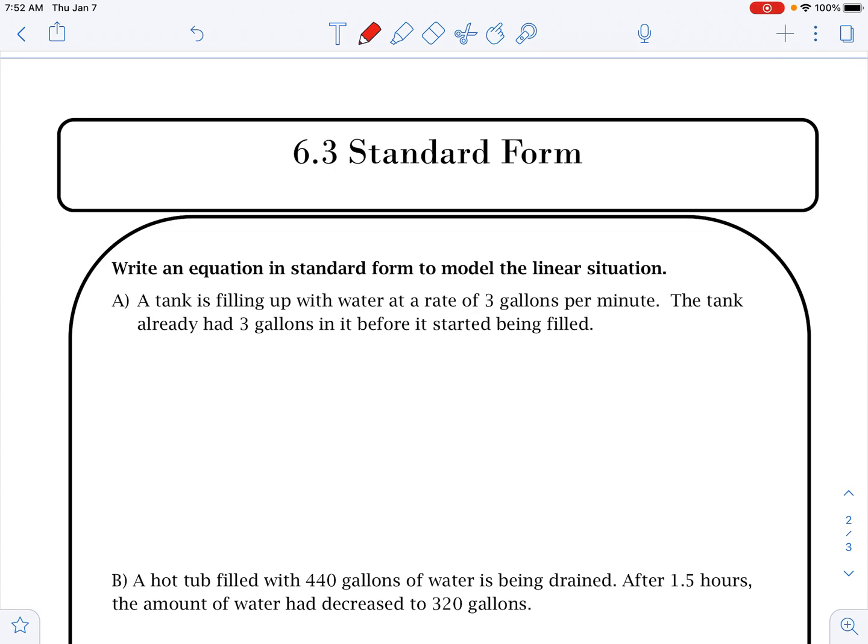Then next one, it says, write an equation in standard form to model it. A tank is filling up with water at a rate of 3 gallons per minute. That means this is our slope. Anytime I see per, that's our slope. The tank already has 3 gallons in it before it started being filled. If you think about this, that's like the starting point.